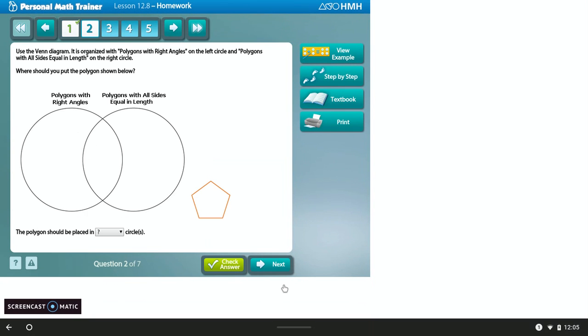How about the next question? Here we go. We have this little guy that gave me some trouble earlier, right? Would it go in the left circle, the right circle, or in the middle? Is it a polygon with a right angle? Is it a polygon with all sides of equal length? You're going to have to figure that out. Remember, if you don't understand, you can press view an example step by step. You can even look in the textbook to see if that helps you, okay?